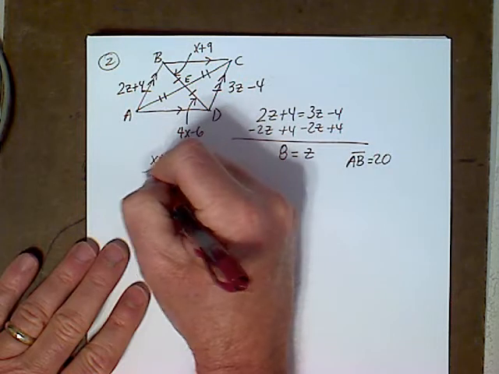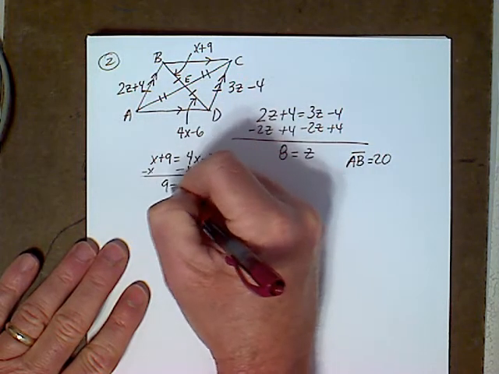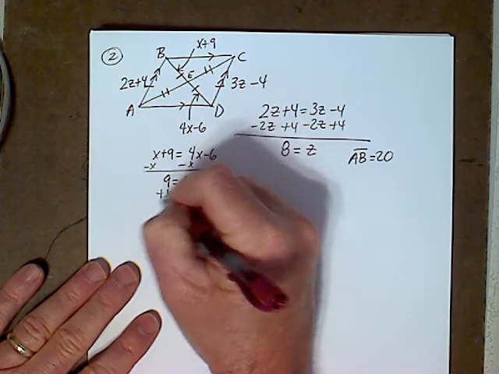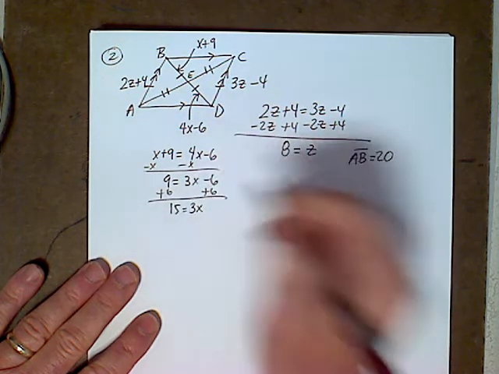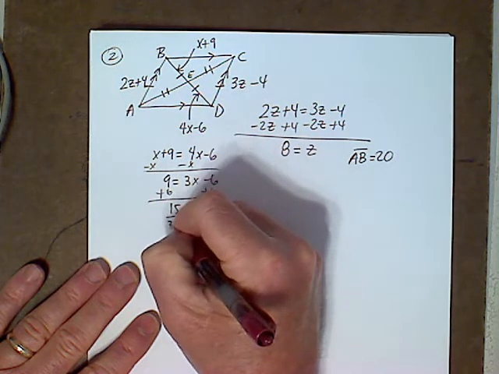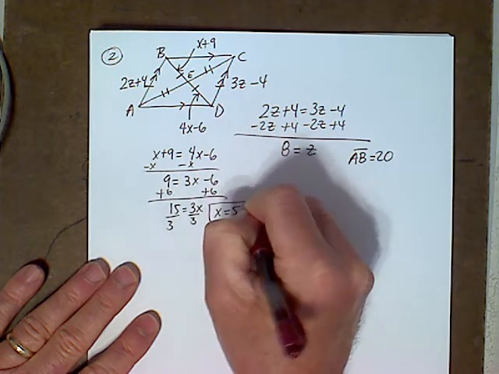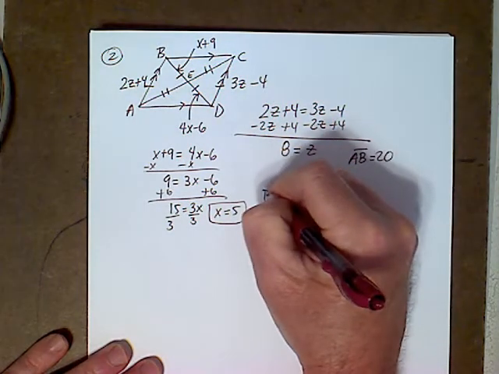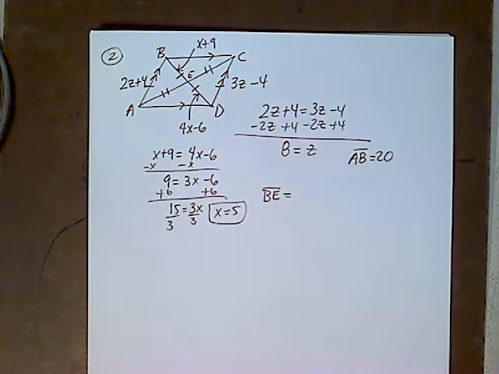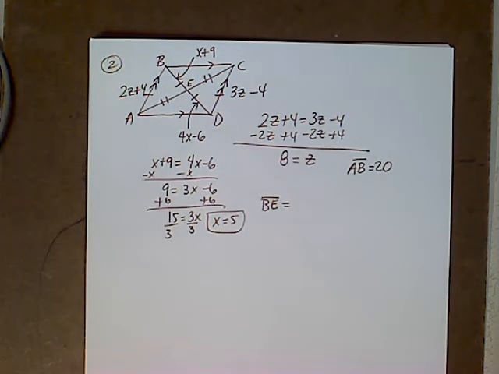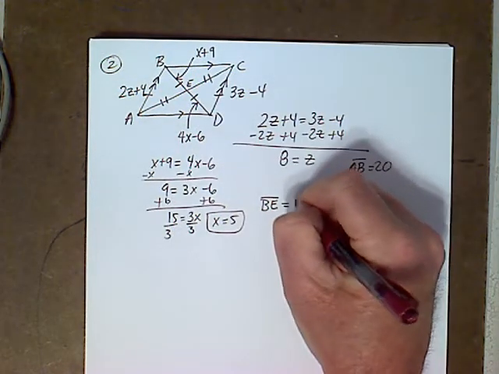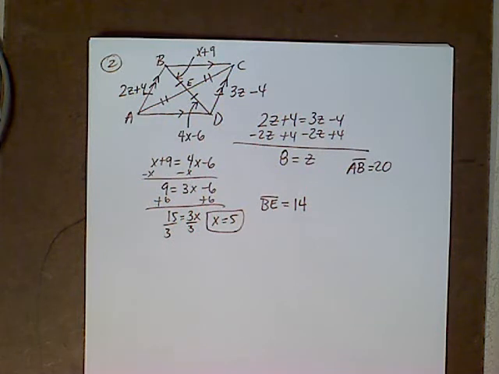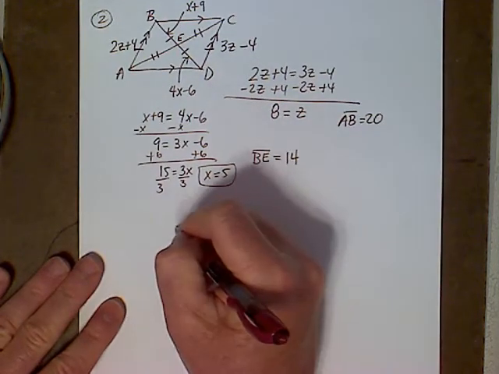So now from here, subtract x from each side. You'll have 9 equals 3x minus 6. Add the 6 to the other side. You'll have 15 equals 3x. Divide each side by 3, and you'll have x equals 5. Okay, again, if I wanted to find the length of BE, how would I find BE? I'd plug it back in, right. So if I plug in the 5, 5 plus 9 is 14. So BE is 14.